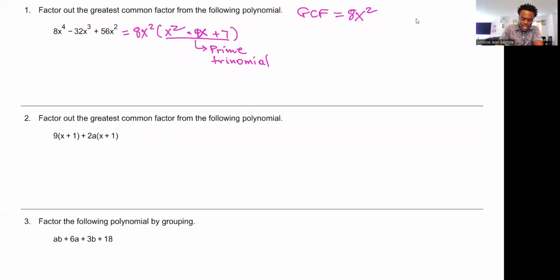The next problem, the GCF is the binomial x plus 1. As you can see, it repeats throughout the expression for each group. So I can factor the GCF out as x plus 1, and then open another pair of parentheses to put the remaining factors. 9 plus 2a.